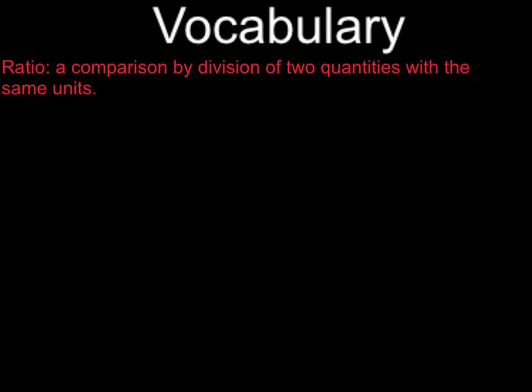Ratio, a comparison by division of two quantities with the same units. Ratios can be fractions, decimals, percents, or stated in words. Ratios can also be written with a colon between the two numbers being compared.